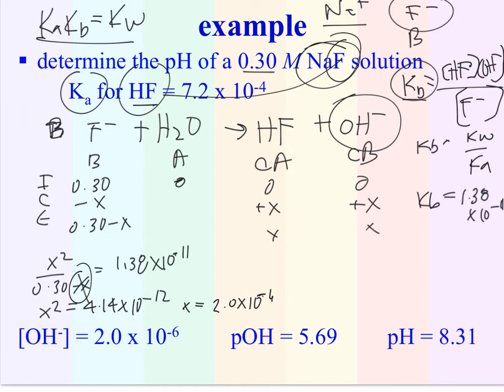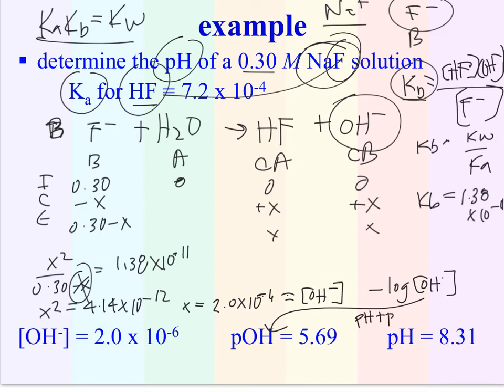Now, remember, x is equal to the concentration of our OH minus. What they've asked us to solve for in this problem is pH, but at this point, all I have is OH minus. So if I take the negative log of OH minus, that's going to give us our pOH. And if we take our pOH and relate it via this equation, we can find our pH, which is 8.31.